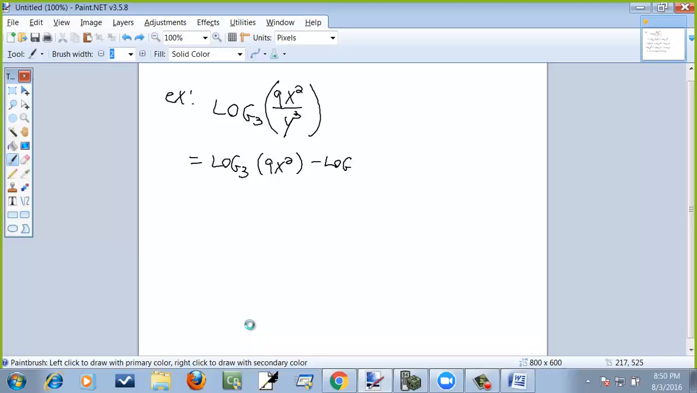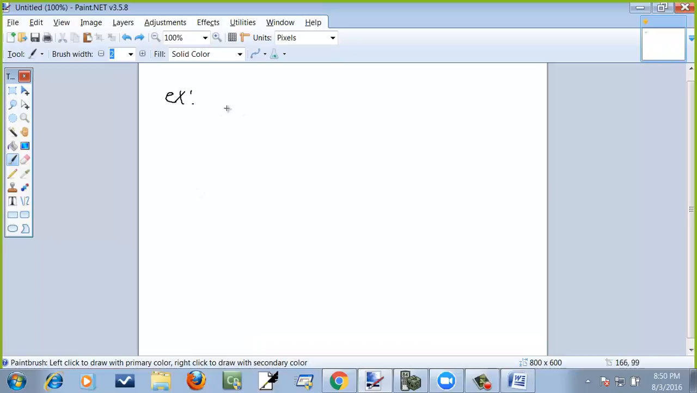Second type we're going to look at is where we're going to start out with multiple logs. So we've got 5 log x plus 3 log y minus 4 log z. So we're going to start with multiple logs. We want to merge it into a single log.